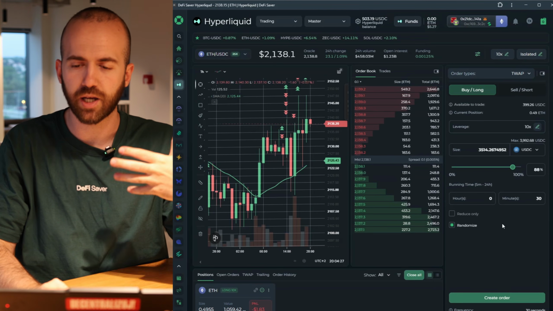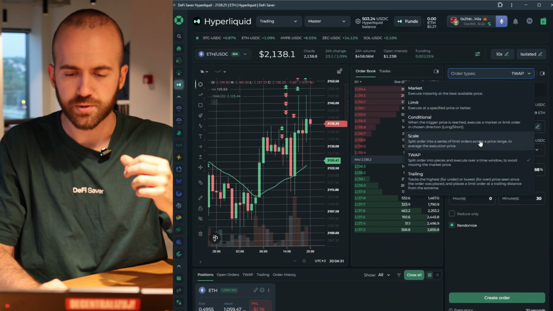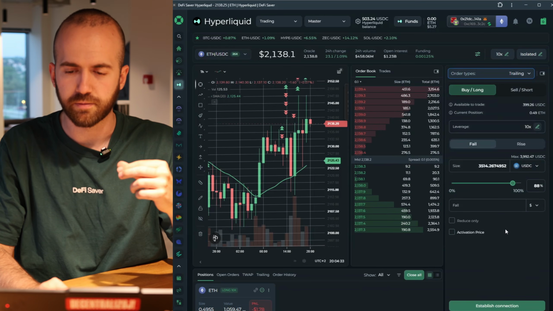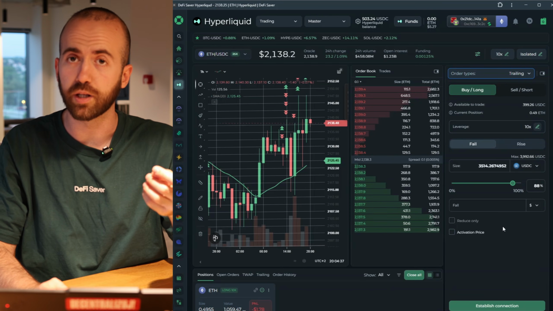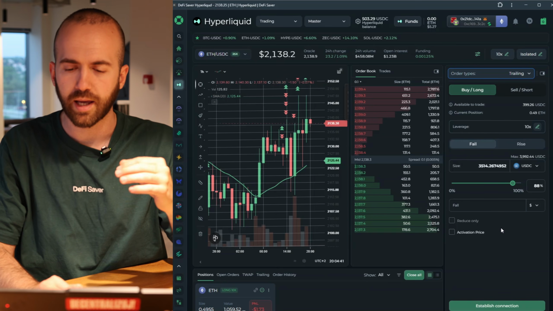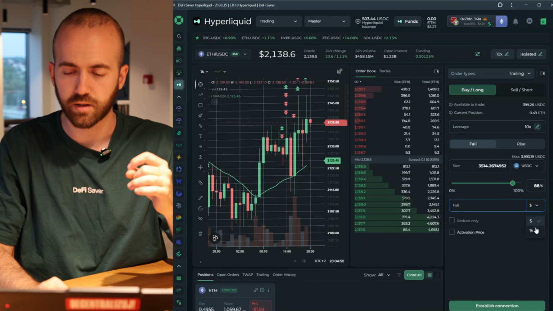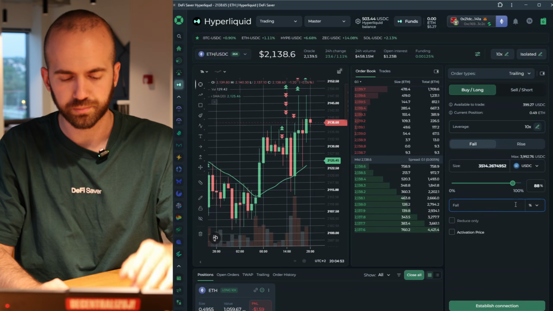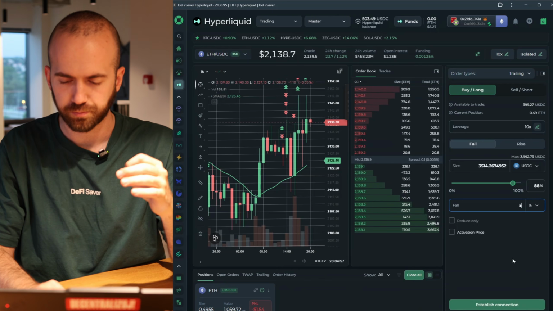So avoiding slippage and kind of masking the trade itself. That's what TWAP is. And then we also have trailing. Now this is a DeFi Saver exclusive way of opening a trade on Hyperliquid. And what trailing orders do is they let you set a percentage, for example, by which the price should differ.